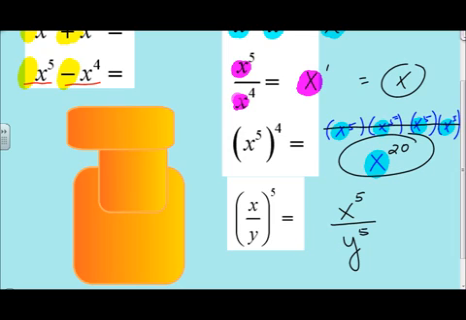And this little device works both ways. You can go forwards and you can go backwards with this. Either direction will work fine here. So if you start with two things on top and the bottom raised to the same power, you can put them in parentheses and raise it all to one power. So just keep in mind, sometimes you're going one way, sometimes you're going the other way. It depends what the problem calls for.